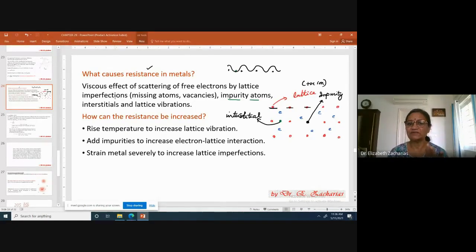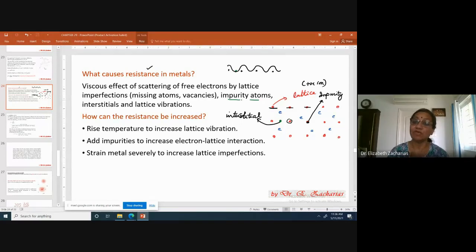So what is this lattice imperfection? A lattice imperfection may be a missing atom or a wrong fellow sitting there, or sometimes there is a vacancy. The atom is not even there. So there is a discontinuity in that regular arrangement. Okay, then there is a greater chance for the lattice interacting with the electron, or there is a collision.